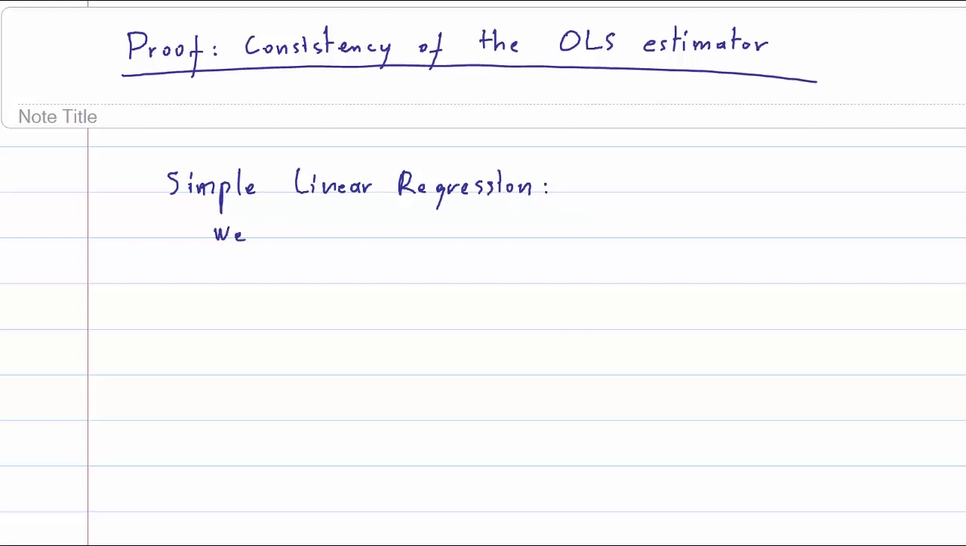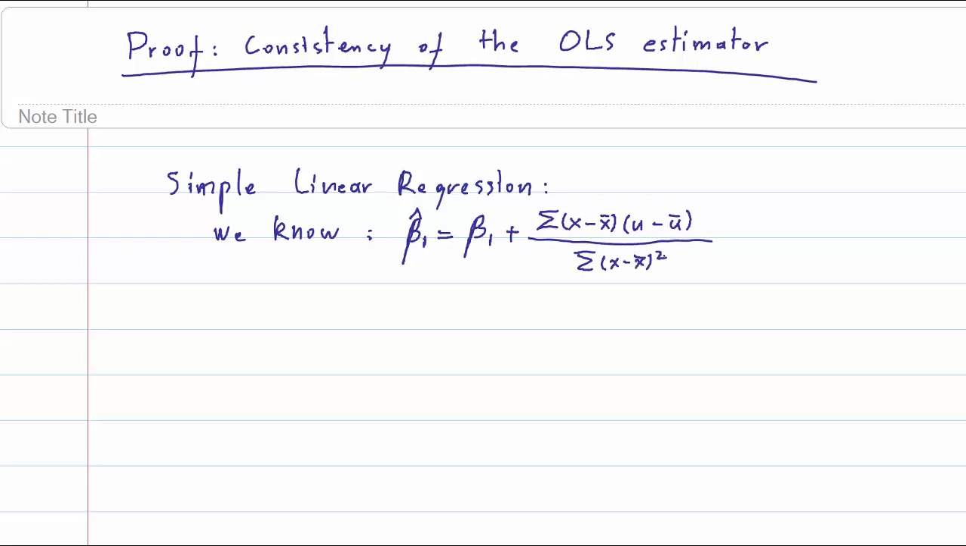So we know already that the estimator for the simple linear regression can be written in that form: beta 1, that we don't know, plus sum of x minus x bar times u minus u bar, over sum of x minus x bar squared. So we derived that in video 2.3 about the unbiasedness of the slope estimator.